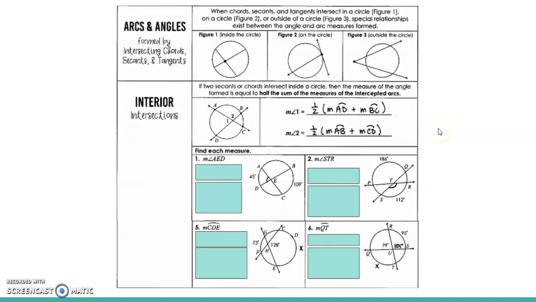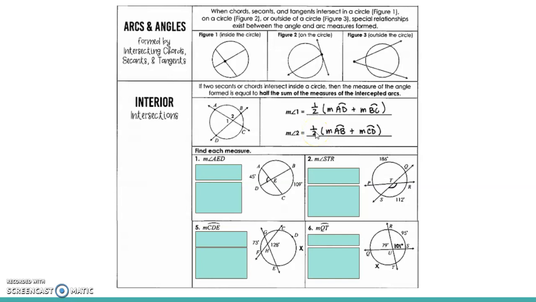What we're really saying is we're going to add the two arcs that are formed with that angle. So if we're looking at angle 1, it would be arc AD and arc BC. We're going to add the measure of those arcs together and cut it in half in order to get our angle. Same thing with number 2. In this case, we would add arc AB and arc DC together, and then cut it in half to get that angle measure.